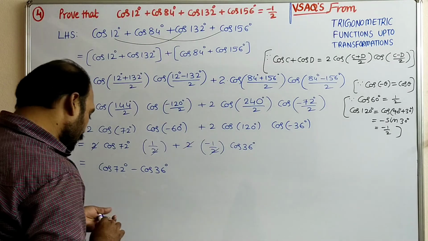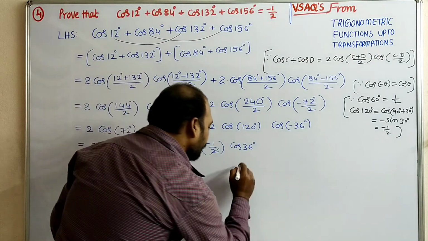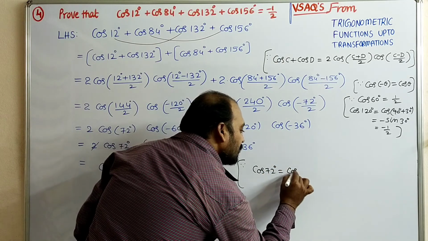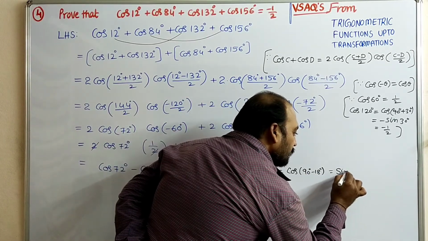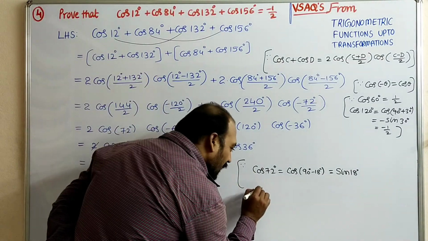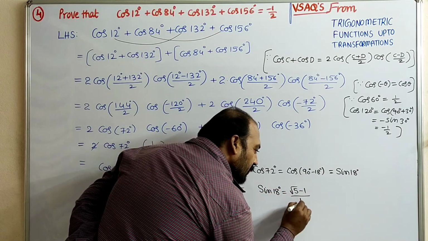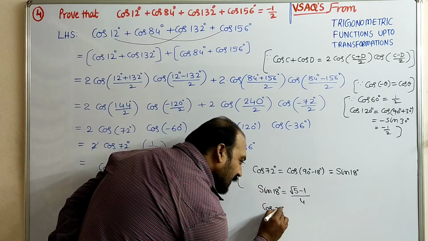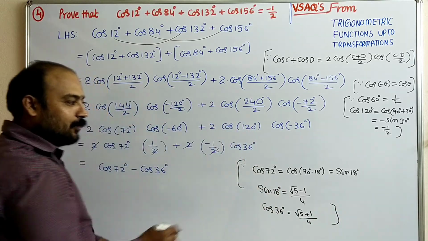Here we have to know about cos 72 equal to sin 18. Why? Because cos of 90 minus 18 is equal to sin 18. Do you know the value of sin 18? Sin 18 value is root 5 minus 1 divided by 4. At the same time, cos 36, it is very easy. Cos 36 degrees equals root 5 plus 1 by 4. Easy to remember these things, very important.